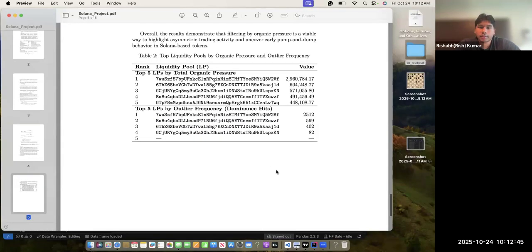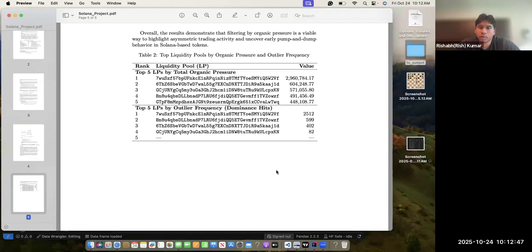Maybe, as you said, the top five liquidity pools by total organic pressure could contain duplicate organic pressure, right? Because you're basically summing all the liquidity pools which passed your rules. So maybe there were just more rules which passed your conditions, between 95 and 99% for the first liquidity pool. That's why the organic pressure seems more, but it's just more rules passing your condition.